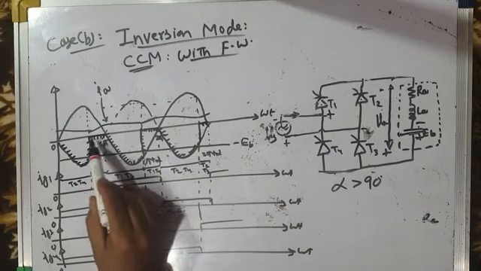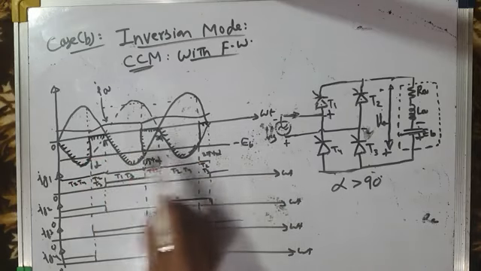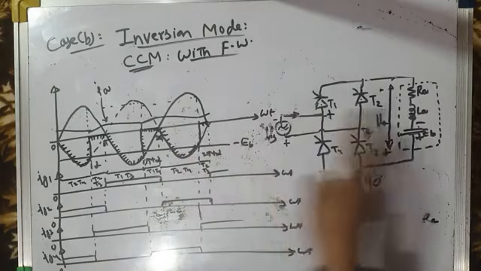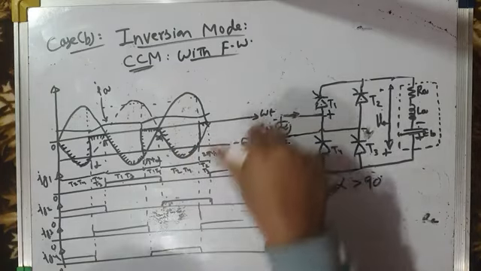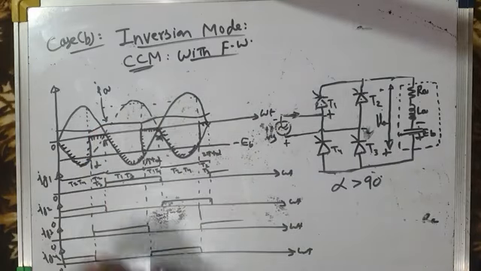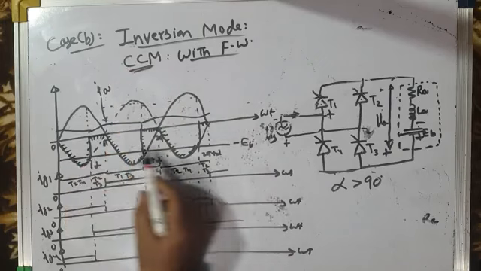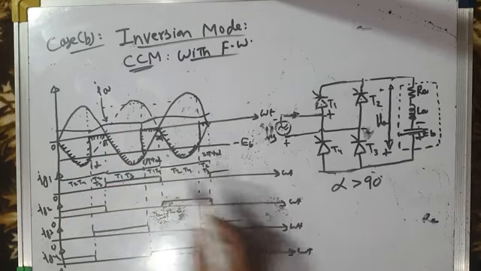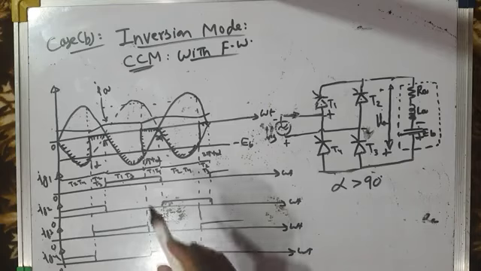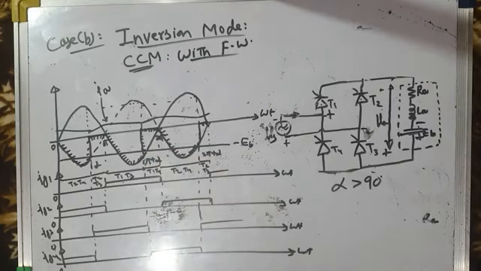You can see load voltage is negative, 0, negative, 0, negative, 0. It's nowhere positive. The positive segments have been just cancelled because of freewheeling action. And hence there is no reactive power flow between source and load. The source power factor improves, and since these positive voltage segments have been cancelled, the average load voltage becomes more negative. I mean, the average load voltage magnitude increases. So this shows inversion mode of operation.